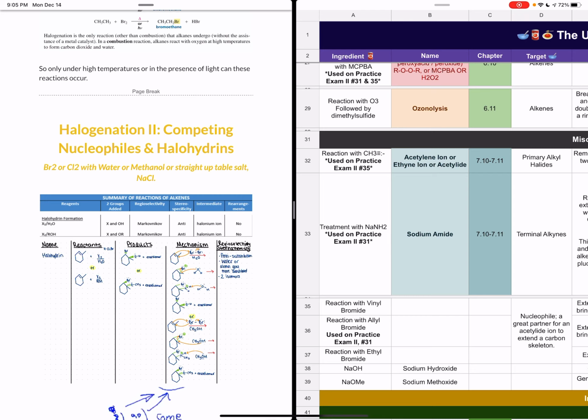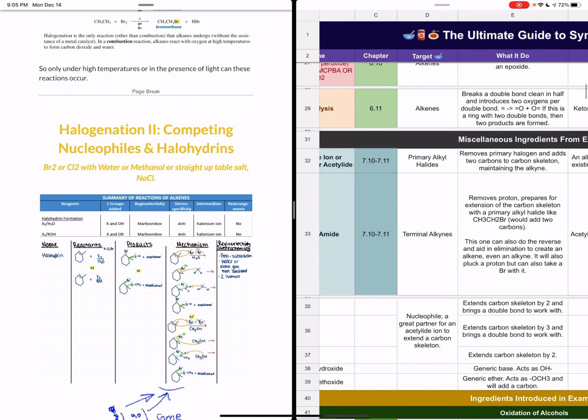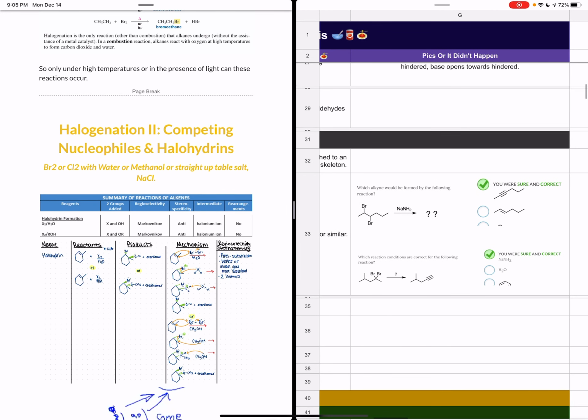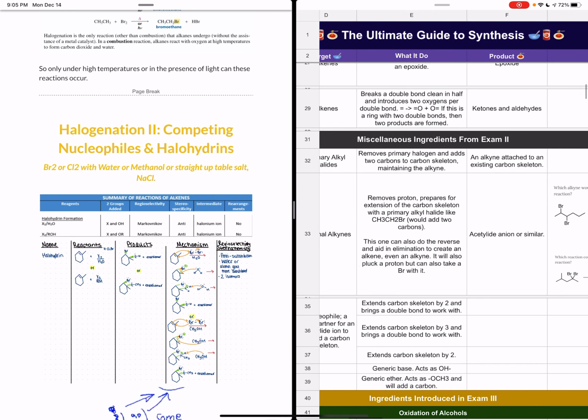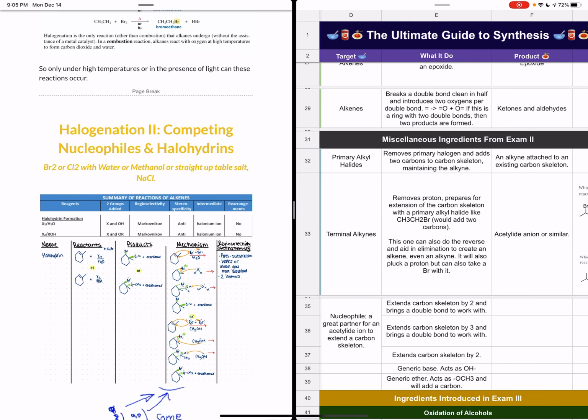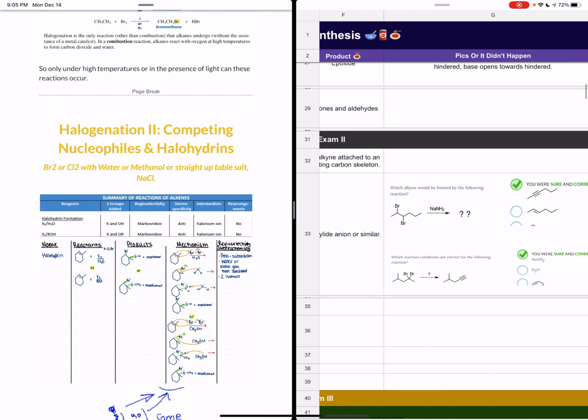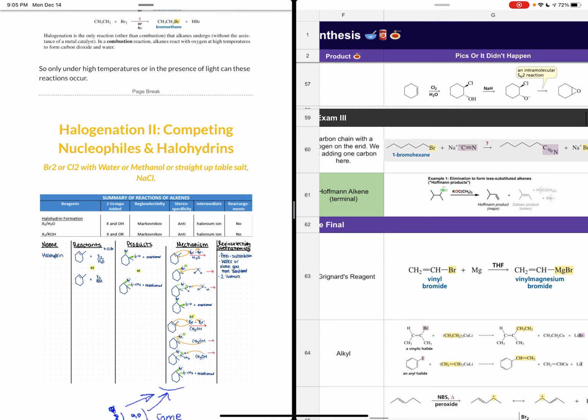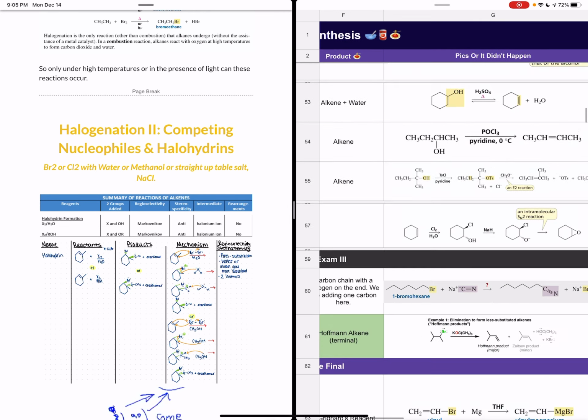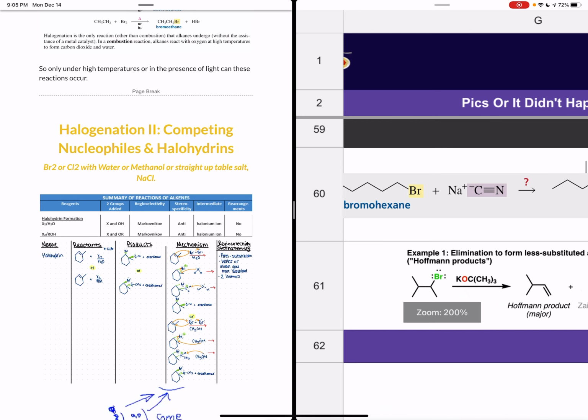Another thing that you can add is a treatment with NaNH2. If you don't already have a deprotonated acetylene or ethyne, NaNH2 will deprotonate that. So we can see that right here. Well, NaNH2 actually does a couple of different things. It will remove a proton and prepare an extension of a carbon skeleton. Do I have that gray thing? Yeah. It's actually kind of similar to this.